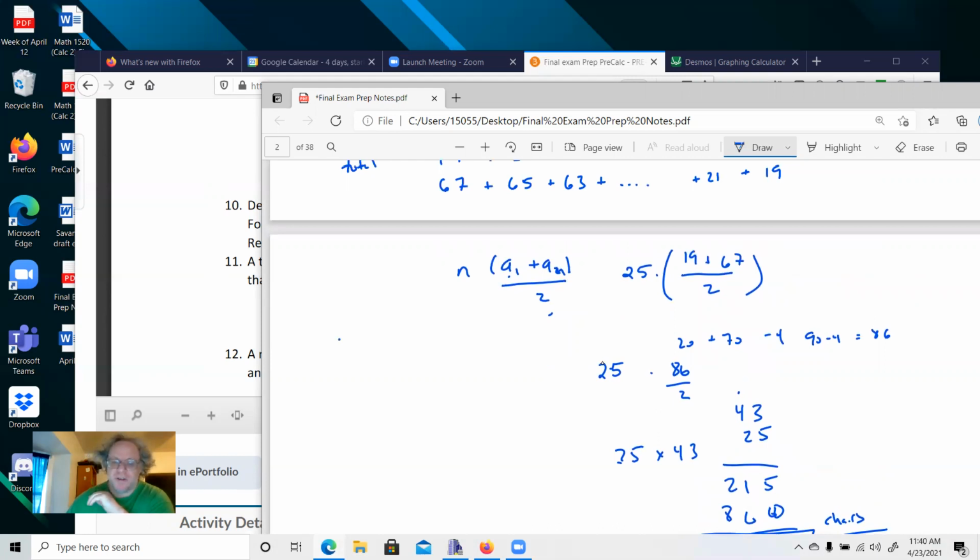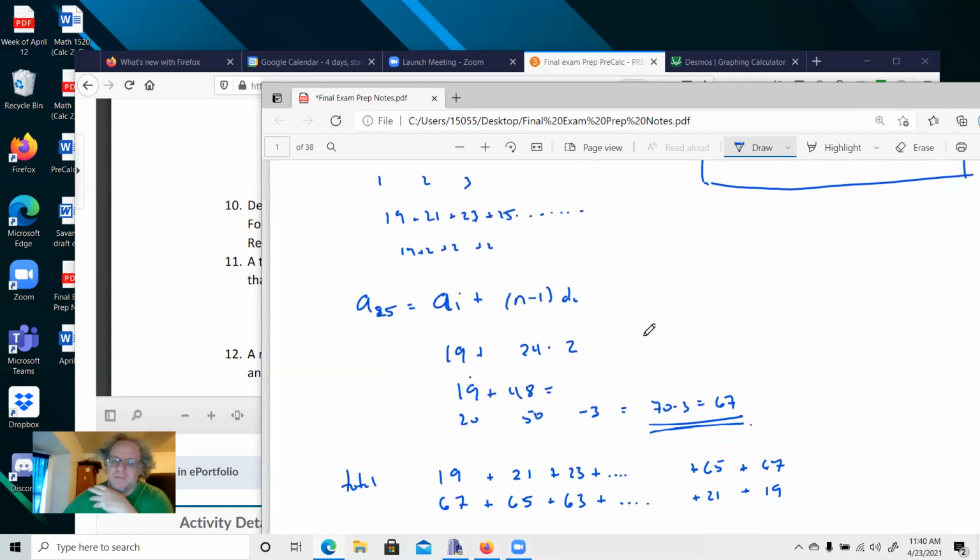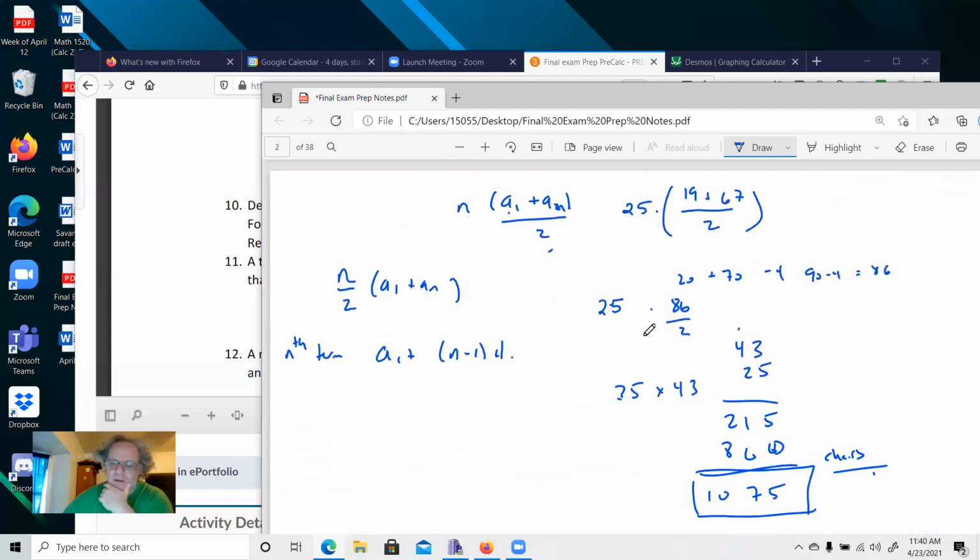But yeah, you're given n over 2 times a1 plus an, and you're given the nth term is a1 plus n minus 1 times d. You got to know what these things are, okay? But you don't have to memorize the formulas for this. So nice, very like the canonical word problem for arithmetic series, okay? So we got one more to do, and I'll be right back, and we will deal with that one. Okay, very good.